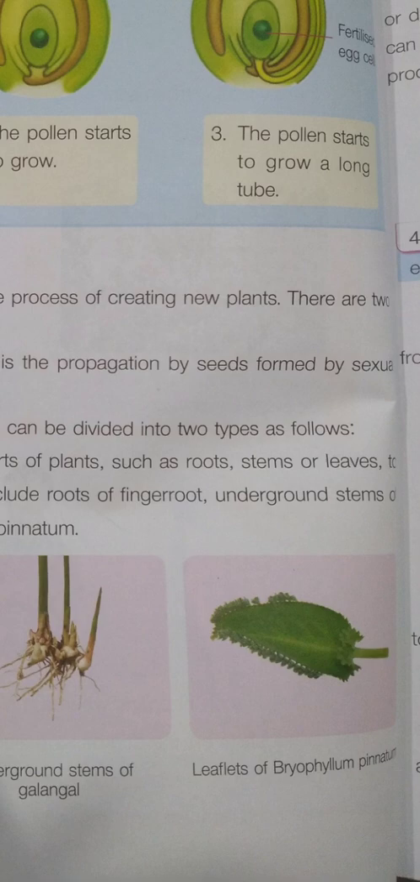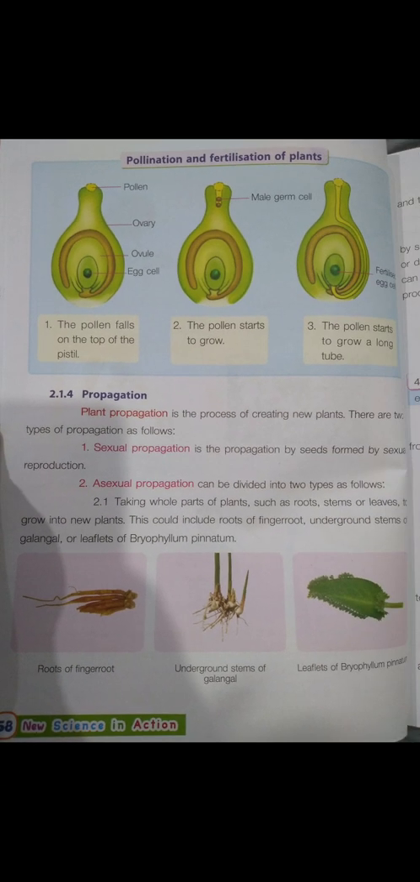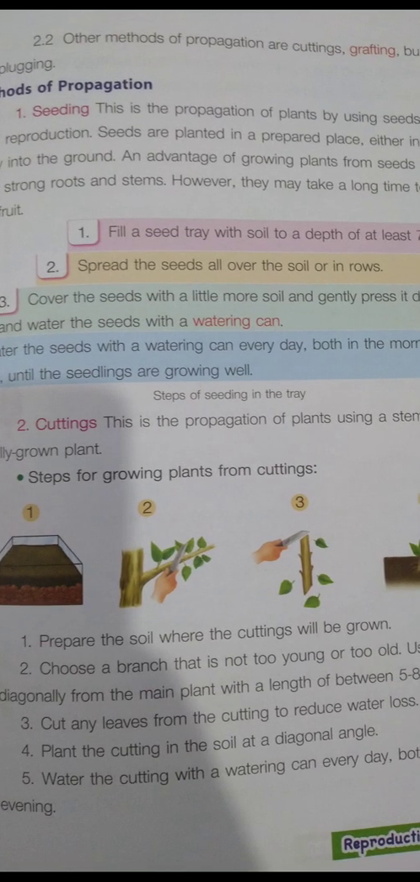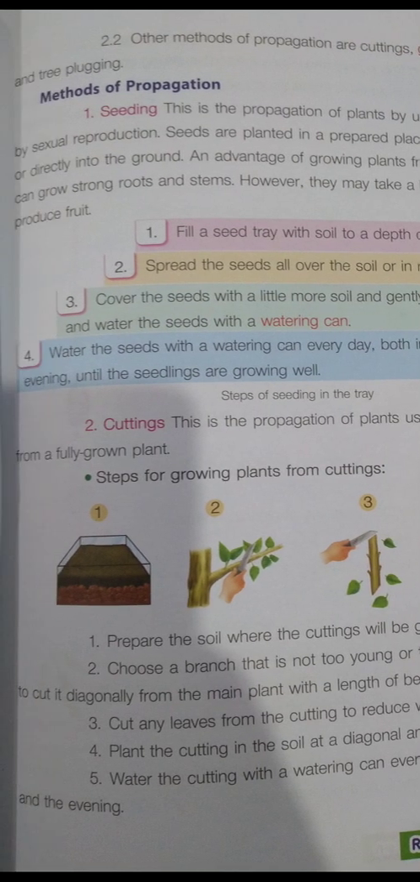Asexual propagation can be divided into two types. First, taking whole parts of plants such as roots. And other methods of propagation are cuttings, grafting, bud grafting, and tree plugging. So that's another type of asexual propagation. Now please open your book on page 59, methods of propagation.